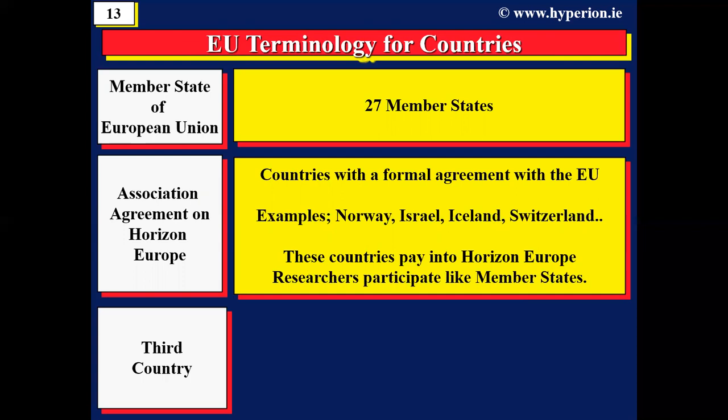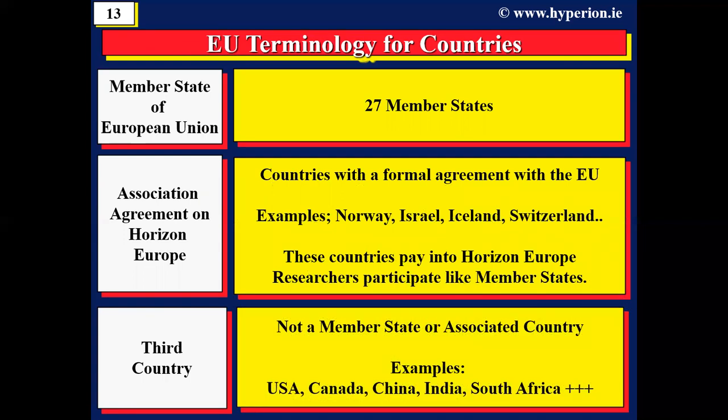Now, a third country is not a third world country. A third country is a European terminology for a country that's not a member of the European Union and is not an associated country. So under the European definition, America is a third country, Canada, China, and so on. So when you're reading about participation with third countries, that's just the terminology that's used by the European Union.